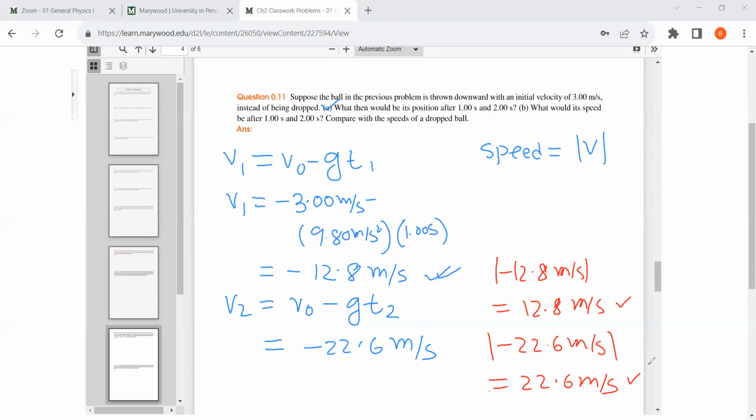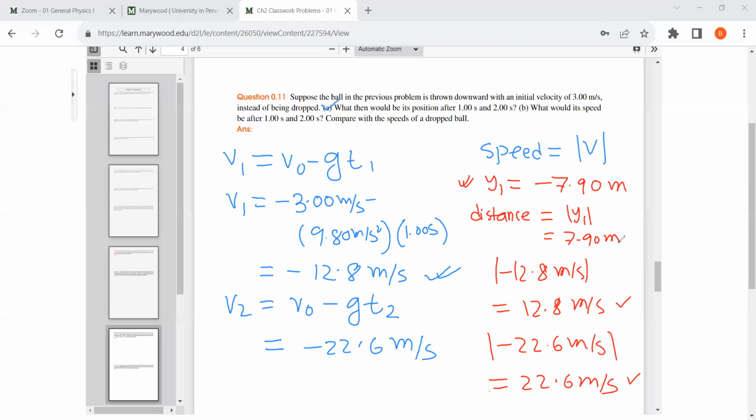And the same thing goes for position. If I want to know the distance from the position, we can do the same thing. For example, in this problem, we got y1 equal to, if I remember correctly, minus 7.90 meter. So this is the position at t equal to 1 second. If I want to know the distance, then it is just the absolute value of this value. So it will be 7.90. So the ball travels 7.90 meter in 1 second.